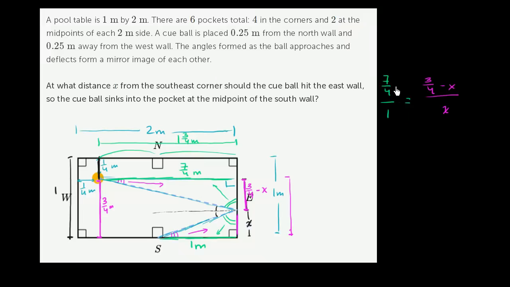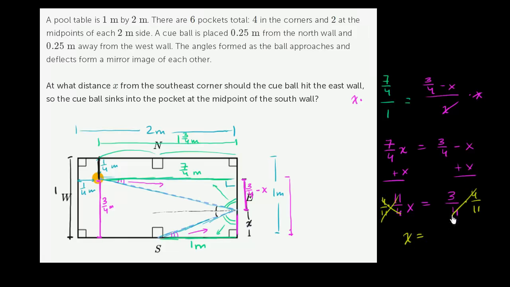So let's now solve for x. If we multiply both sides by x, on the left-hand side we end up with 7/4 x, and on the right-hand side we're left with 3/4 minus x. Now we can add an x to both sides, so 7/4 x plus another 4/4 x gives us 11/4 x is equal to 3/4. To solve for x, we multiply both sides by the reciprocal of its coefficient, 4/11. This gives us that x is equal to 3/11 of a meter. So if we hit 3/11 of a meter above the southeast corner of this wall, then we should hit this pocket right over here.